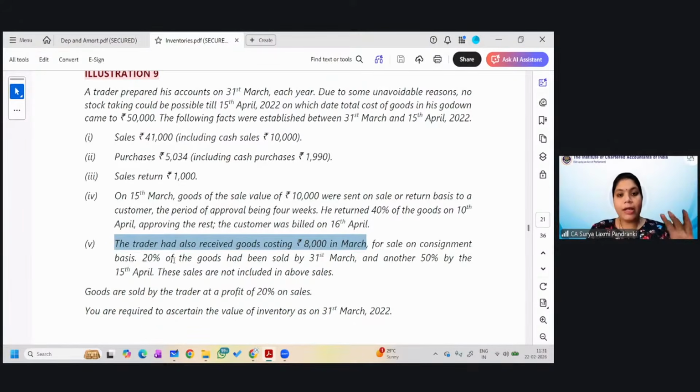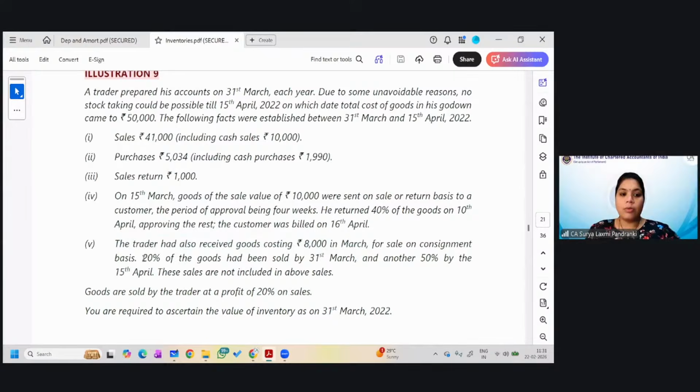This part should be clear. In consignment, consigner will be the owner of the goods, not the consignee, which means I will have the right on those goods. You will just have a right to resell them. That's it. You are holding it for a period of 1 month or 2 months or whatever period it is. You just have a right to sell it and give that money back to me, maybe charging a commission on it. Right? Now, in March, we have received goods worth 8,000 for consignment.